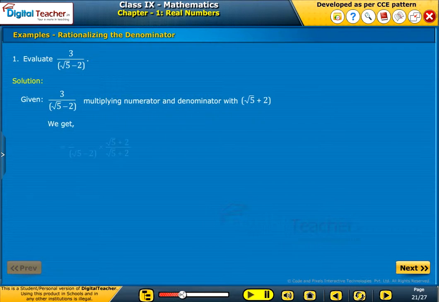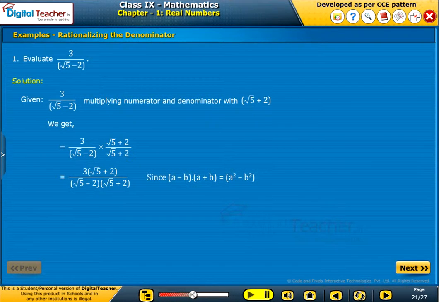We get as shown. Multiplying it further, we get 3 into root 5 plus 2 by root 5 minus 2 into root 5 plus 2. Since here the denominator is in the form of a minus b into a plus b, we can write it as a square minus b square. Thus, it is expressed as 3 root 5 plus 6 by root 5 square minus 2 square. By further solving, we get 3 root 5 plus 6.